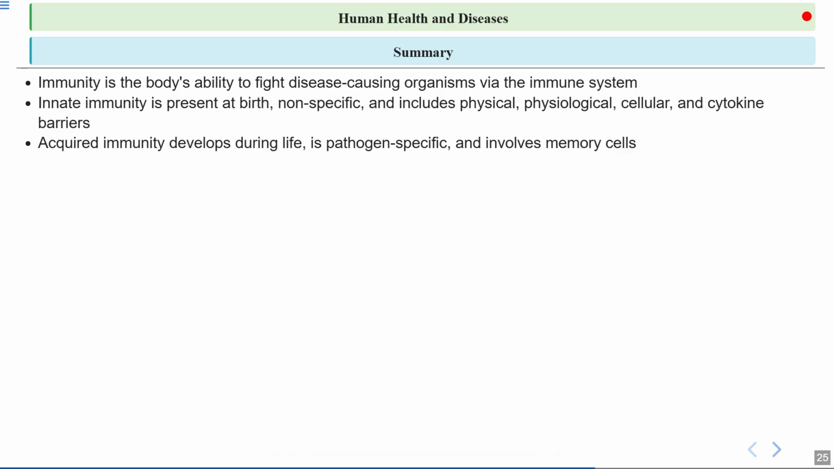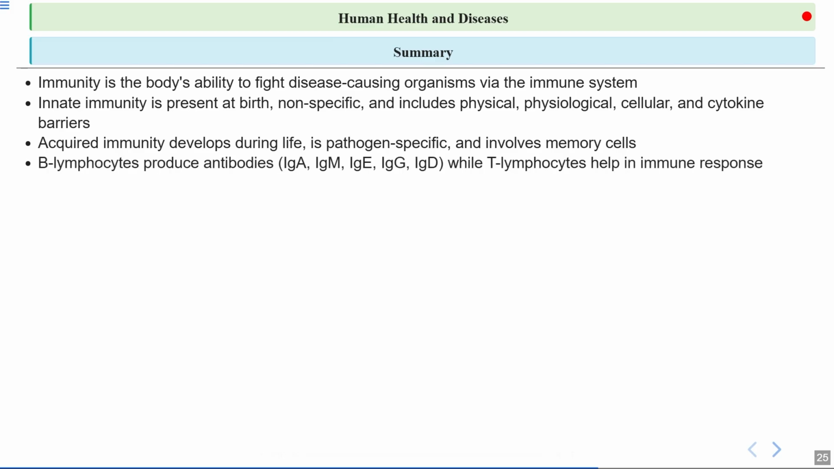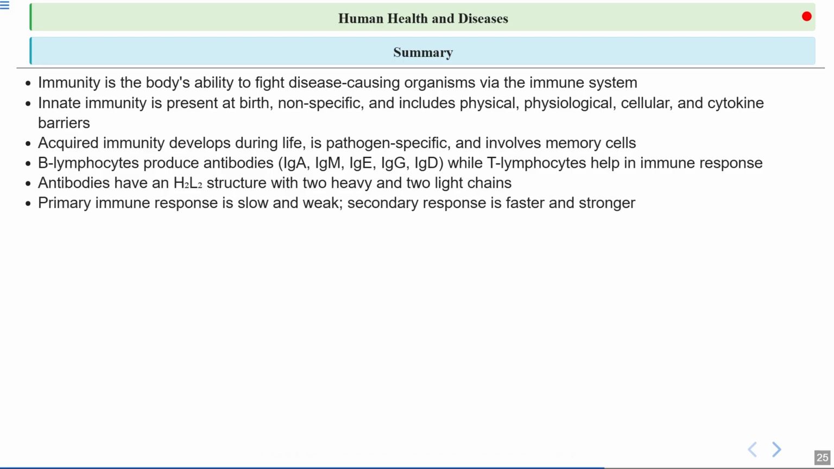We also talked about acquired immunity. This type of immunity develops as the body is exposed to different pathogens throughout life. We also read about the 5 types of antibody produced by B lymphocytes, whereas T lymphocytes help in immune responses. Next, we also talked about the structure of the antibody. Antibodies have a special structure called H2L2.